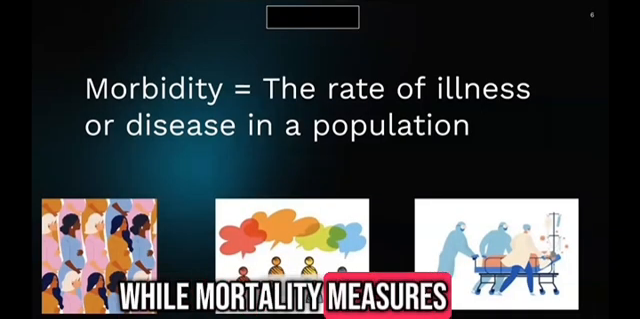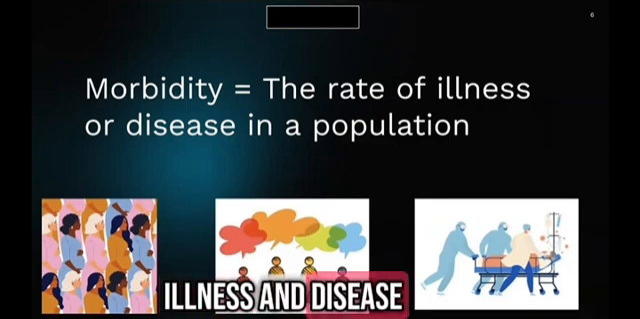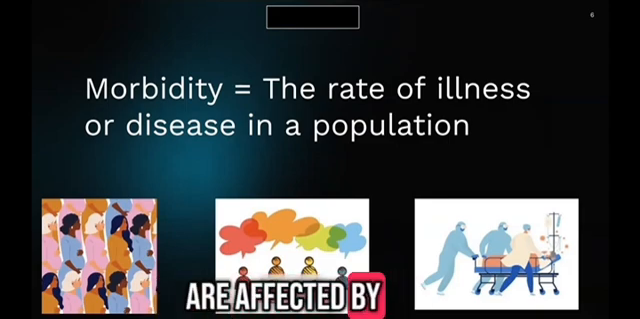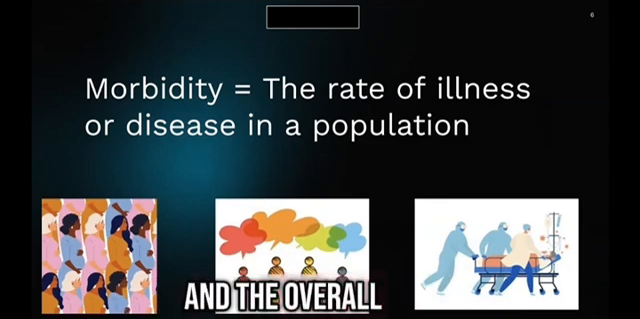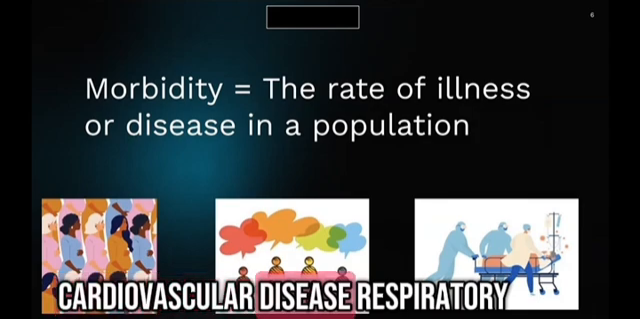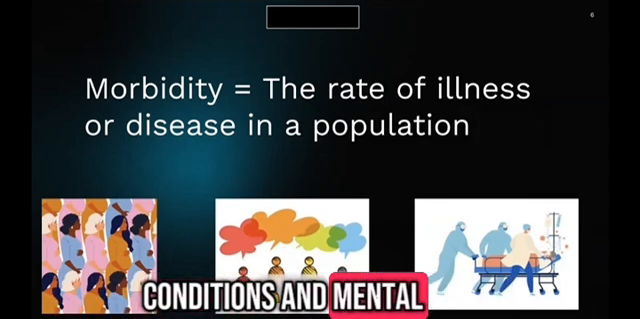While mortality measures death rates, morbidity refers to illness and disease rates in a population. It helps us understand how many people are affected by specific health conditions and the overall burden of disease in a society. Common examples include diabetes, cardiovascular disease, respiratory conditions, and mental health disorders.